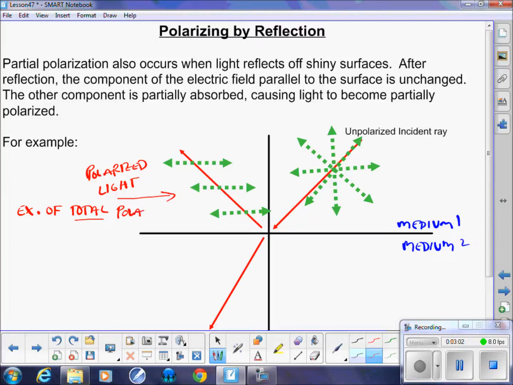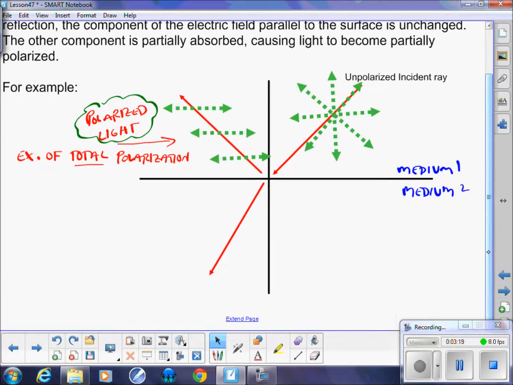All right, so this is ideal. In order for that to happen, the unpolarized light has to strike at a particular angle, and I'll talk about that in a second. So this is the unique situation. This is ideal, I guess, if you're looking for polarizing light off of a shiny surface. What happens to the rest of the light?